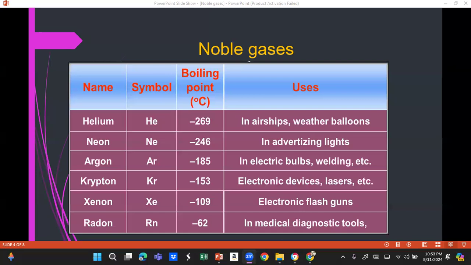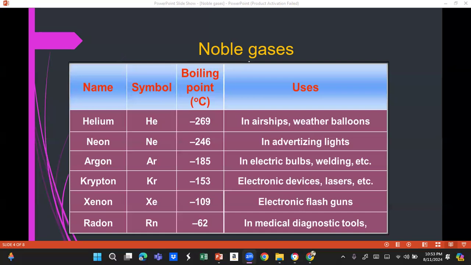After xenon, we have radon. It is used in medical diagnostic tools because it is radioactive and its radiations can be used to diagnose problems in the body. You understand?